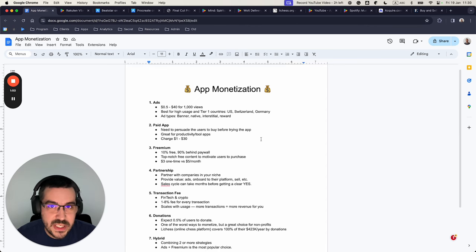Paid app is a bit tougher because you need to persuade the users to buy before even trying the app. The best category for this is productivity or tool apps. And you can charge anywhere from $1 to $30 or even more. Let me show you some examples.